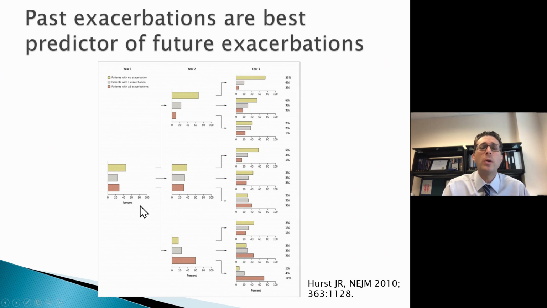Conversely, patients with 2 or more exacerbations, shown in the red color, went on to have 2 or more exacerbations in the second year of the study and 2 or more exacerbations in the third year of the study. Patients with 1 exacerbation in the first year, shown in gray, could go either way, could have an equal chance of having none, 1, or 2 or more exacerbations in subsequent years. So we tend to consider 2 or more exacerbations as a high risk of future exacerbations.